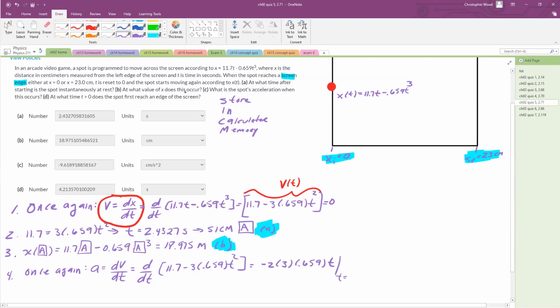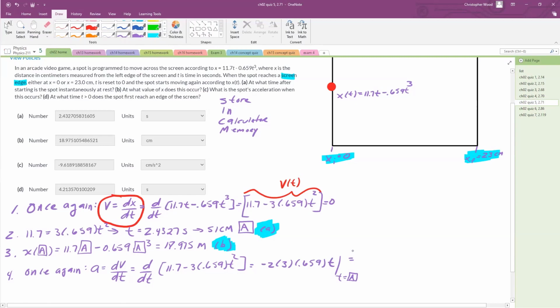At what value of X does this occur? At what value of X does what occur? The point is, it's saying, at what value of X does the spot come to rest? So this is t sitting there in my memory location. I got that answer from A. So if I plug all of that stuff in, -2 times 3 times 0.659 times alpha A is, let me try that again because I didn't have that stored the way I did.